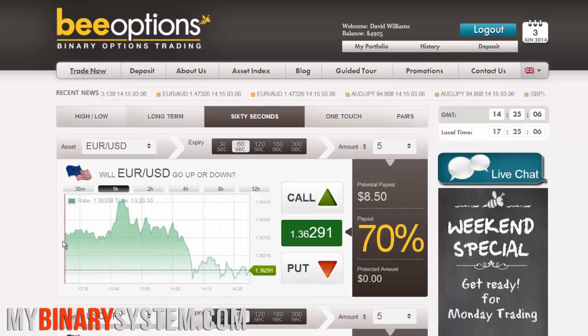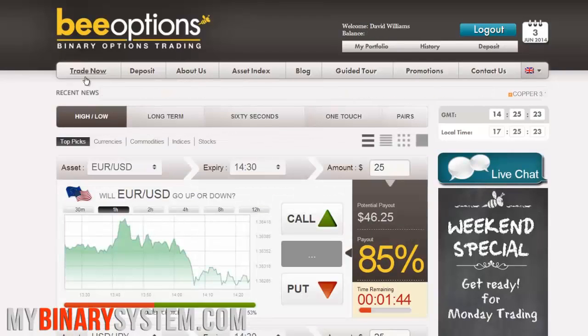Here we have the graph, which shows us how the currency has performed in the last hour. You can select different time frames. We've currently got the 1 hour time frame selected. I am now clicking on the Trade Now tab, which redirects me to the High-Low section. The Euro-USD pair is still selected.